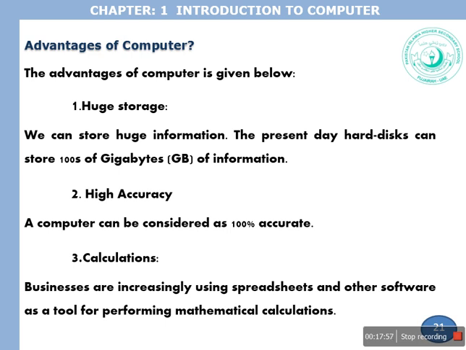The second advantage is high accuracy. A computer can be considered 100% accurate. Checking circuits are built directly into the computer, so computer errors that go undetected are extremely rare. It doesn't mean that the computer never gives a wrong result, but it is rare. The accuracy is almost 100%.